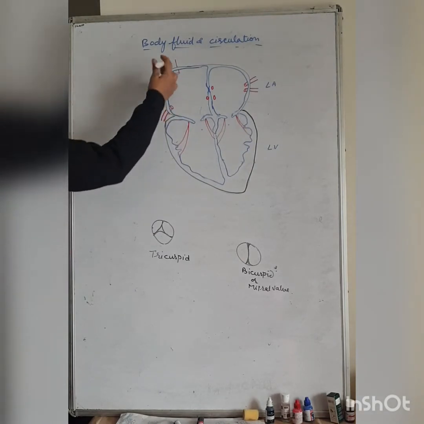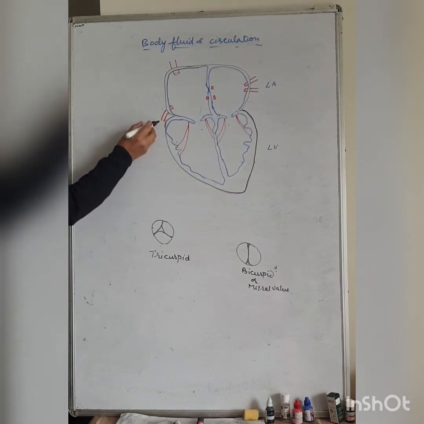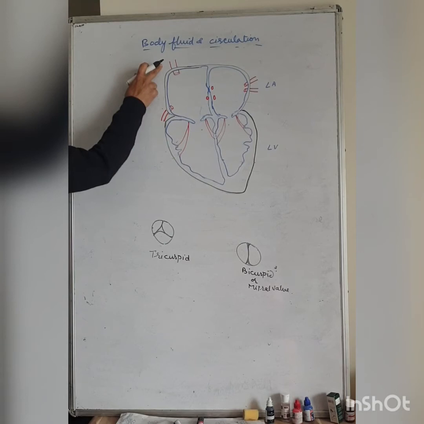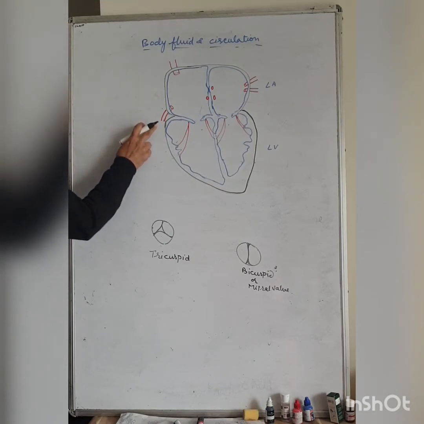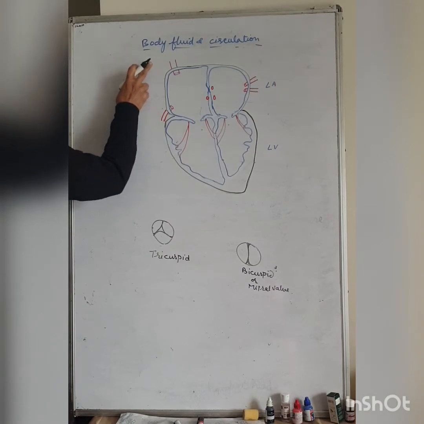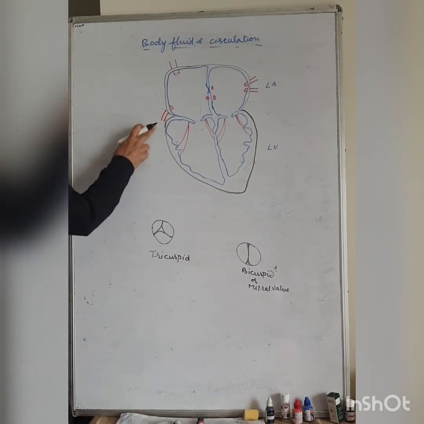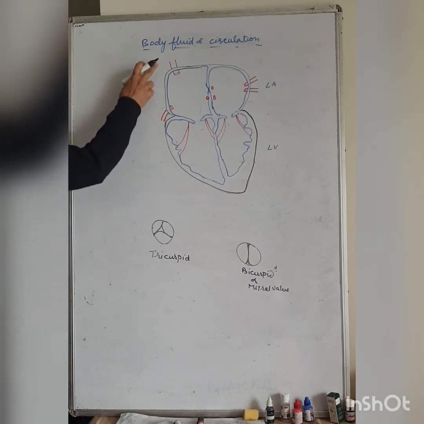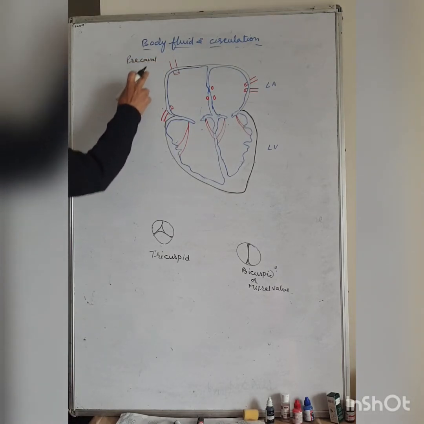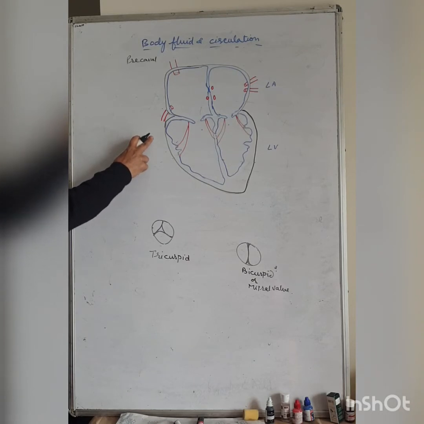As I have shown, there are two large veins. These large veins are the superior vena cava and inferior vena cava, or we call them the anterior vena cava and posterior vena cava. The new names are also there, the precaval and the postcaval. These two are the main veins.